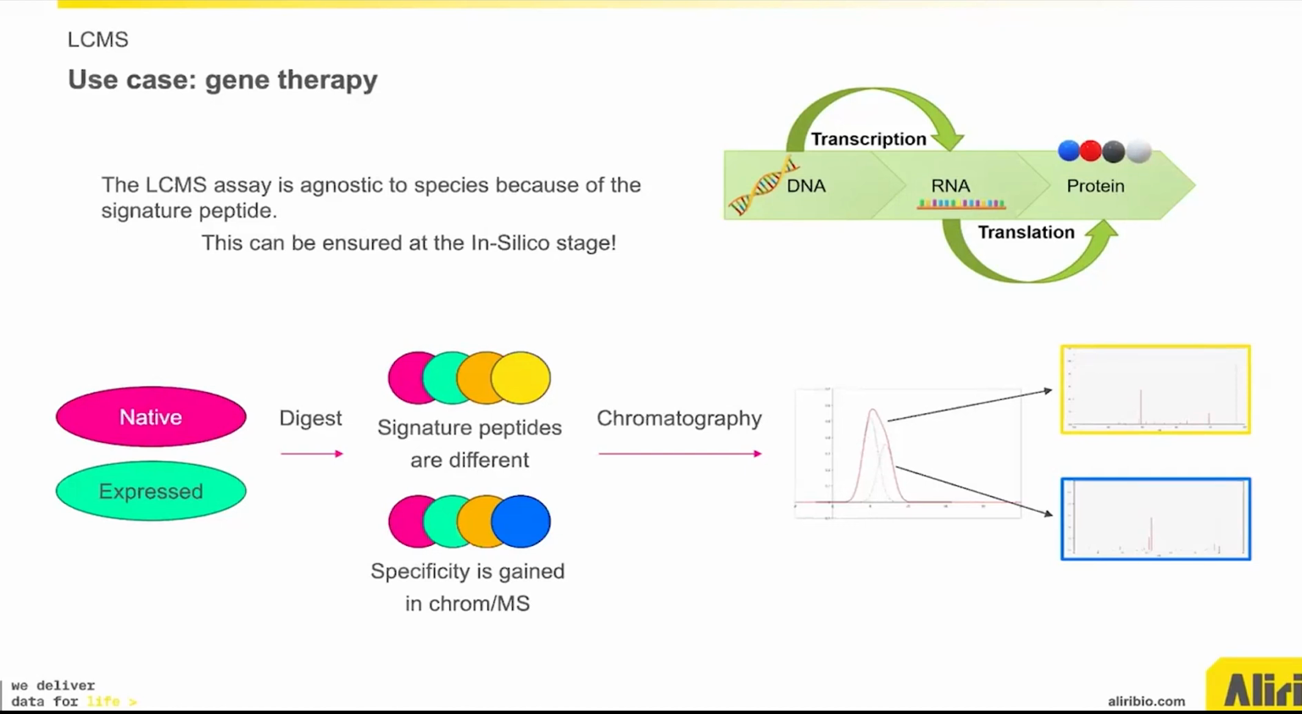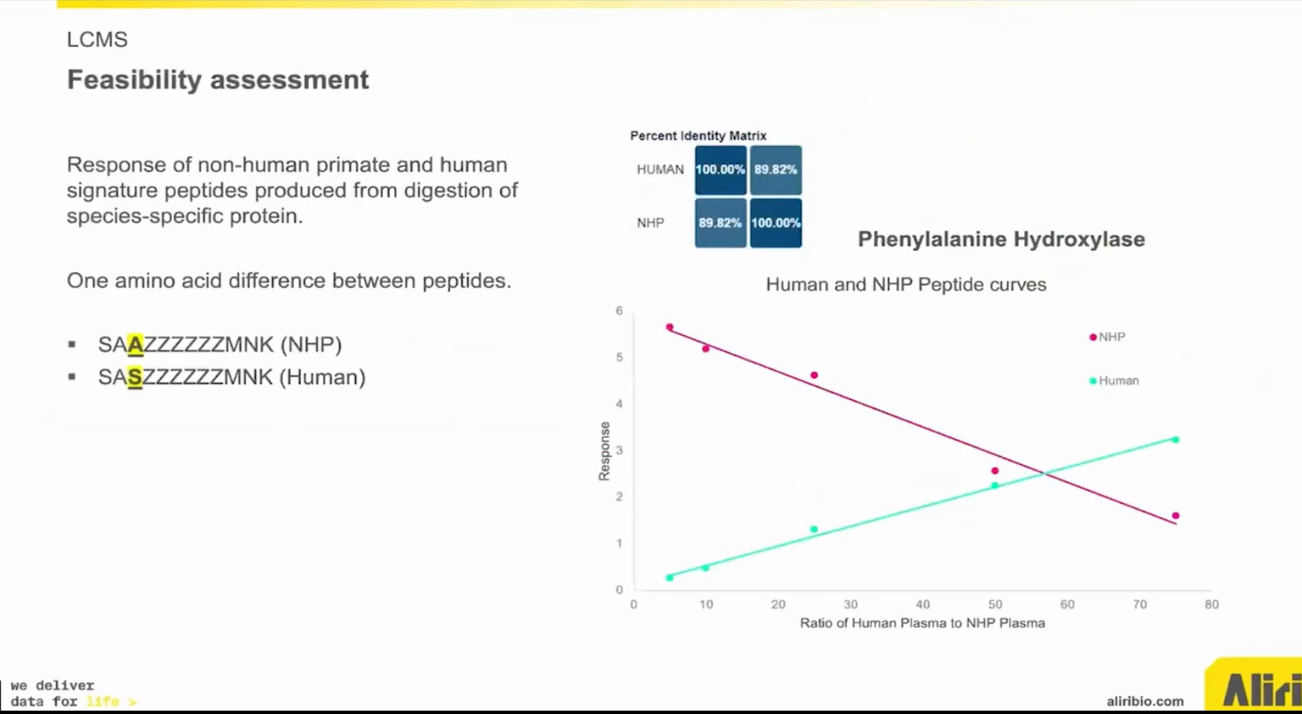We performed a feasibility assessment here at the Colorado Springs site looking at the response of non-human primate and human signature peptides produced from a mixing of human and NHP peptide curves, mixing the two plasmas of each of these. We were looking specifically at phenylalanine hydroxylase.